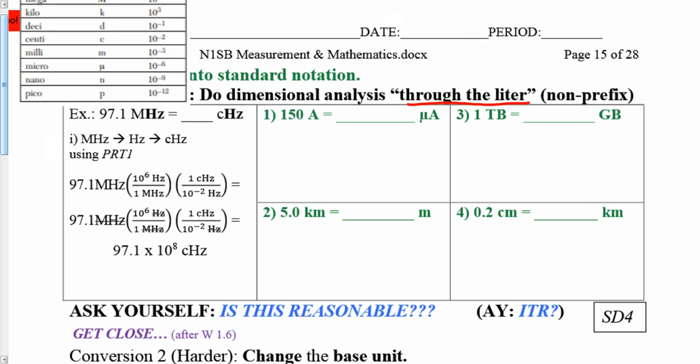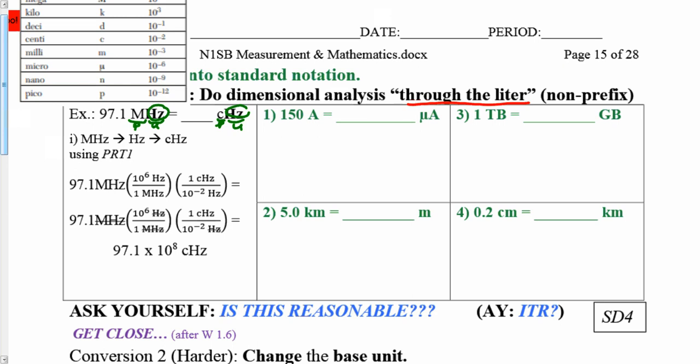So there's an example over here with 97.1. M for mega, Hz is the base unit. So this is the prefix, this is the unit. And we're turning this into cHz. This is the prefix, this is the base unit. If you're ever unsure, you'll see the base unit appears the same on both sides. So this may be written out in words. Turn megahertz into centihertz. 97.1 megahertz, how many centihertz is that?